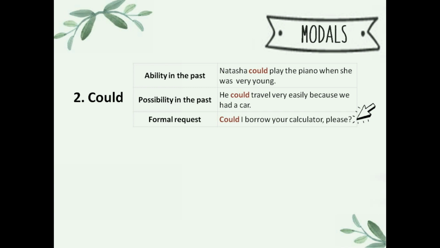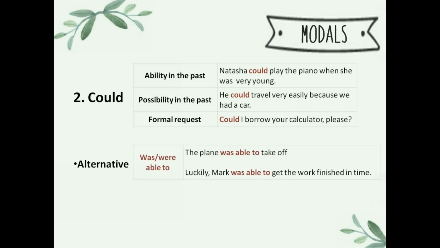But it is normally used with people we don't know in formal contexts, and it is very polite. So, could I borrow your calculator, please? Now, if we want to use could, as I said before, in the past, we can use was or were able to, like in these two examples. The plane was able to take off, or luckily Mark was able to get the web finished in time.